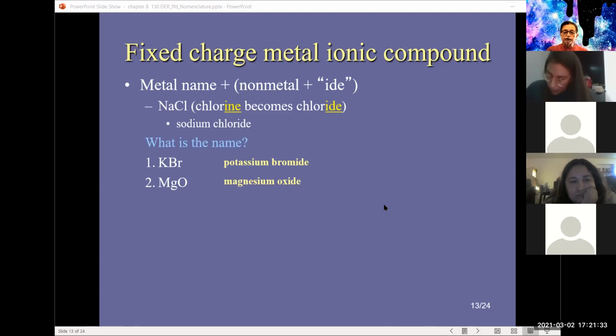Note again, we're not using Roman numerals here for potassium or magnesium because they have a fixed charge. So it would be incorrect to say magnesium Roman numeral 2 oxide or potassium Roman numeral 1 bromide. That would be incorrect because they are part of the 16.